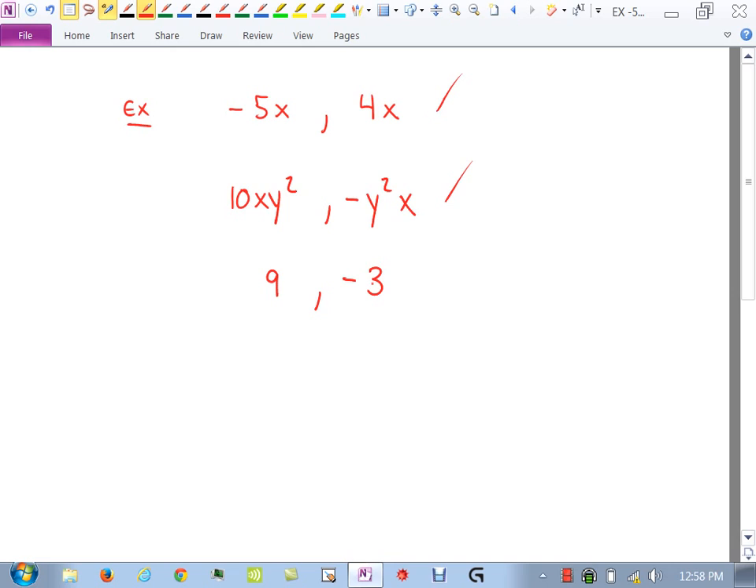The big question is, can you put these two together? Like, do you have a way of combining those? If I asked you to add or subtract them, could you? Yes. Because they're just numbers, right?